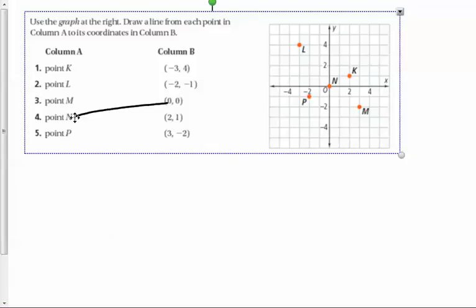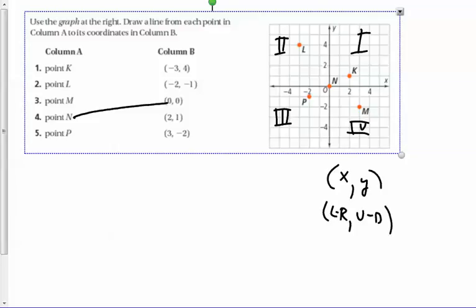Now, when you have a coordinate plane, it's x comma y. All right. Now, this is the first quadrant. This is the second quadrant. This is the third quadrant, and this is the fourth quadrant. When you plot points, x moves left and right. So x is the L and the R, and the y is the up and the down. You have to know that.